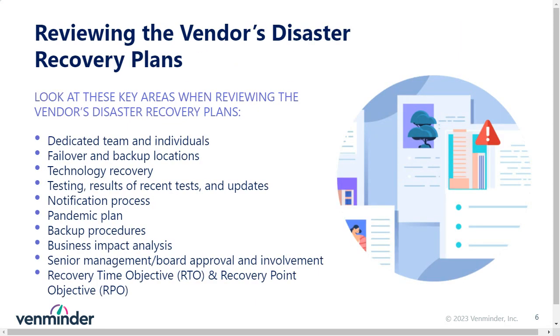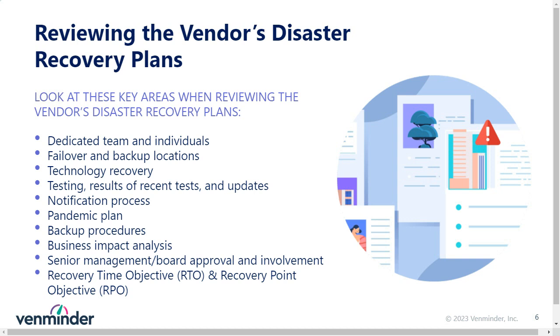So the same goes for vendor disaster recovery plans, or DRP. You need to look at these key areas. Look to see if the DRP has a dedicated team or individual that's responsible for the maintenance of it. See if there's any failover in backup locations, technology recovery. You want to check for any recent testing and the results of the testing, and if there were any issues with the testing. If there were any issues, check to see if those issues have been resolved.